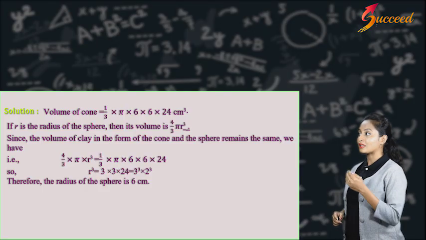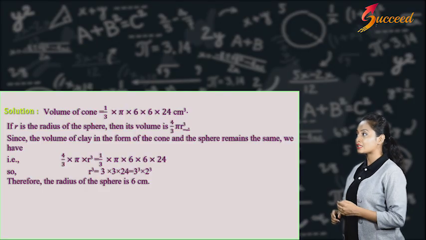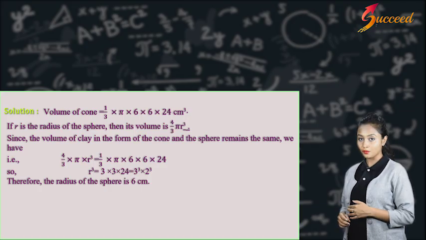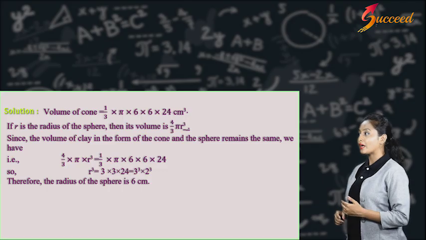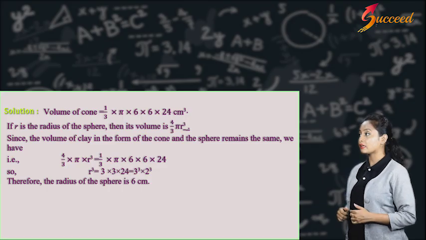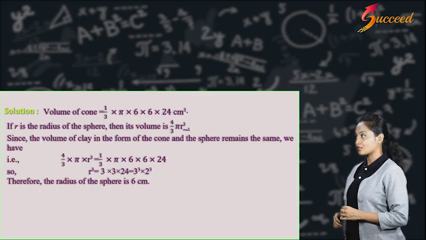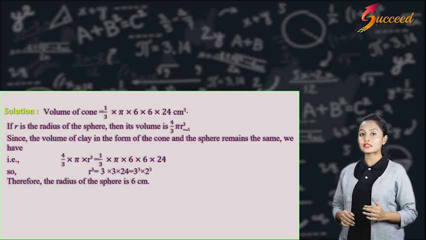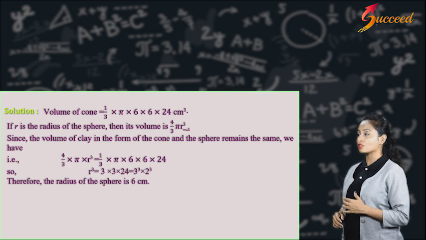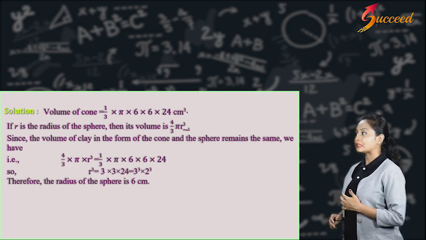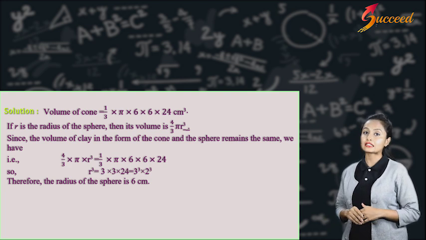Now, we know the values of all of these. Substitute the values in the formula. So, you get 4/3 into pi into r cube, which is equal to 1/3 into pi into 6 into 6 into 24. Now, r cube is equal to 3 into 3 into 24, which is equal to 3 cube into 2 cube. Therefore, the radius of the sphere is 6 centimeter.